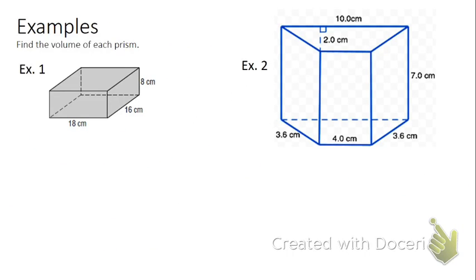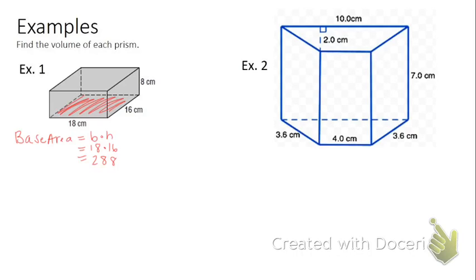All right. So what are we going to determine is our base on this one here? Which one are we going to say is our base? The bottom one? Yes. So our base area, we're going to find that first, is base times height, which is 18 times 16. Very good. So what is 18 times 16? 288. This is why I always get different answers.